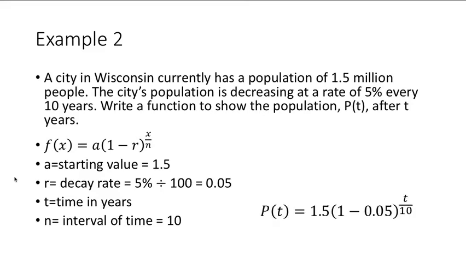P of t equals 1.5 times 1 minus 0.05 to the t over 10. And then if I simplify that 1 minus 0.05, I will end up with p of t equals 1.5 times 0.95 to the t over 10. That is my most simplified form of this function, and so that's what we would use then as the model for finding the population of this town in Wisconsin.